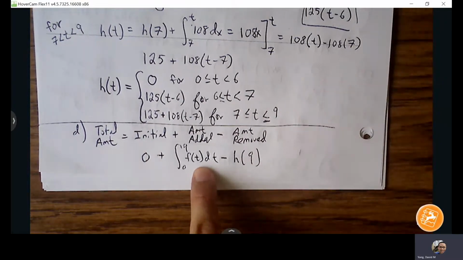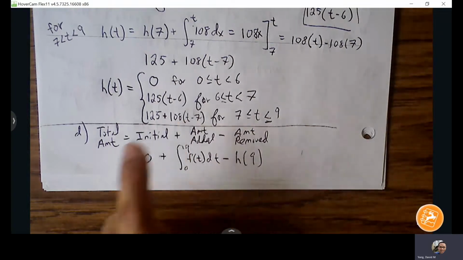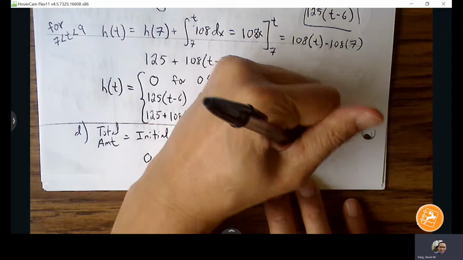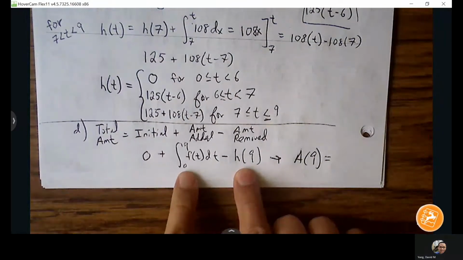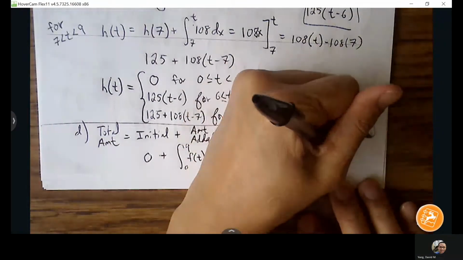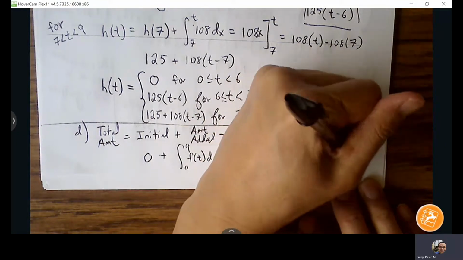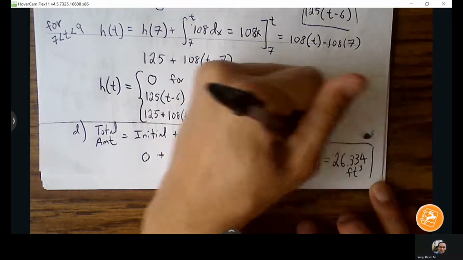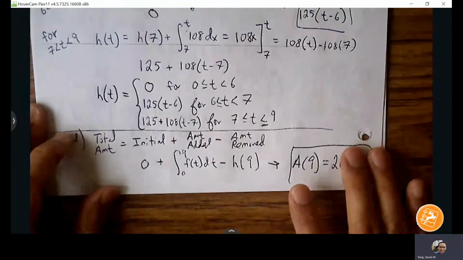So we enter this in the calculator. We enter 9 into this formula. So we know that at 9, there's going to be 26.334 cubic feet of snow on the ground. Or sorry, on the driveway.